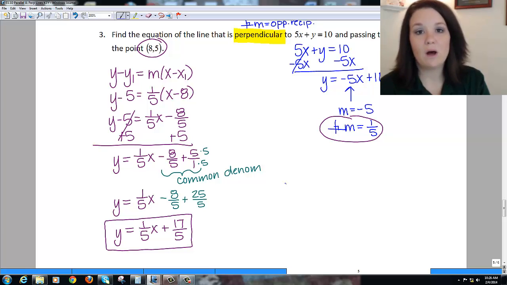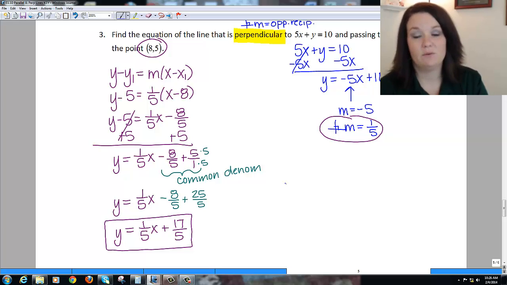We solve it for y, which means that the slope of that line is negative 5. Now we don't want to use negative 5 because our line is perpendicular to this line, which means our slope should be the opposite reciprocal. So instead of negative 5, I'm going to make it positive, and then I flip it upside down. Remember, 5 is the same as 5 over 1, so when I flip it, it becomes 1 over 5. So my perpendicular slope is 1/5.